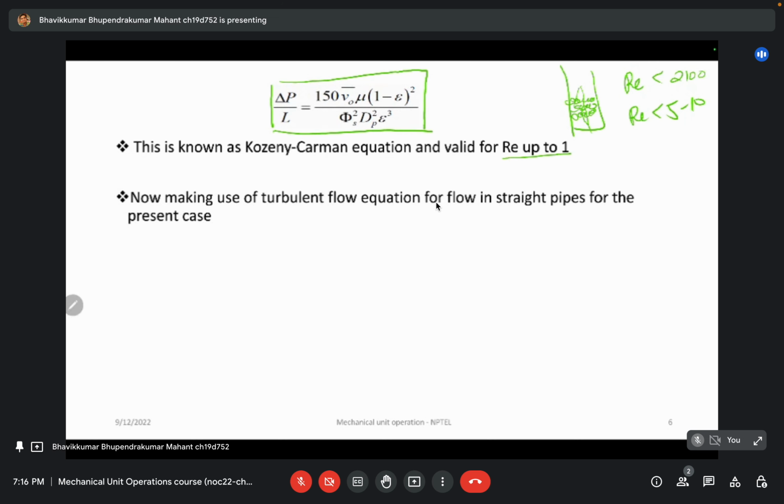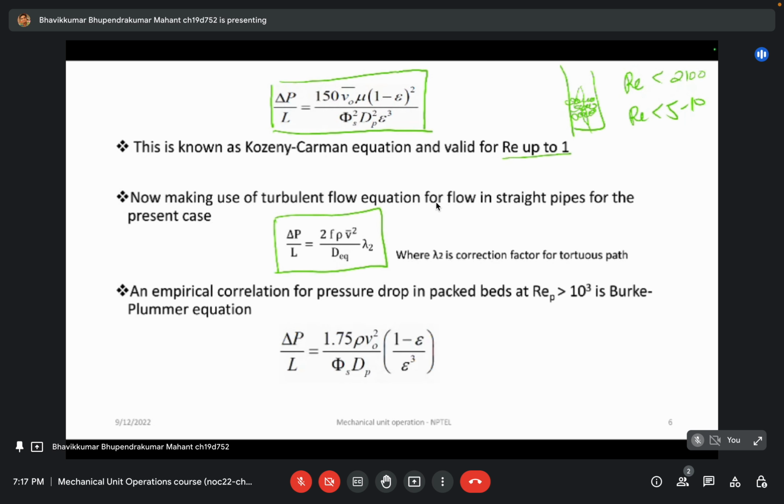Now we make use of the turbulent flow equation for flow in straight lines for the present case. We will use the turbulent flow equation which includes the Fanning friction factor, or friction factor in general, to get the same kind of equation for the pressure drop in the turbulent region. This is the equation: delta P by L equals 2F rho V bar square upon D, because we converted to the equivalent diameter, and lambda 2. Lambda 2 is the correction factor. Here also there is a correction factor, and its value is 150 times. We can also consider the correction factor the same way, and this is the equation.